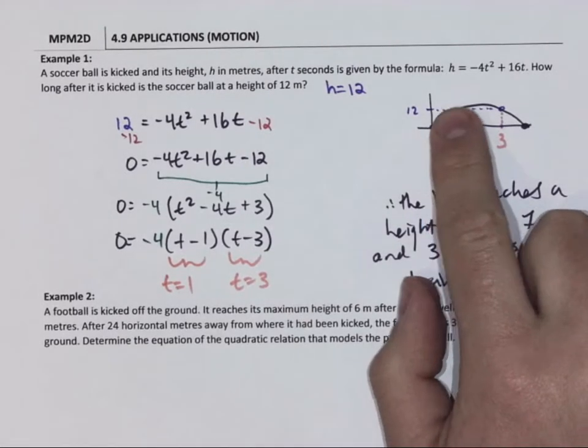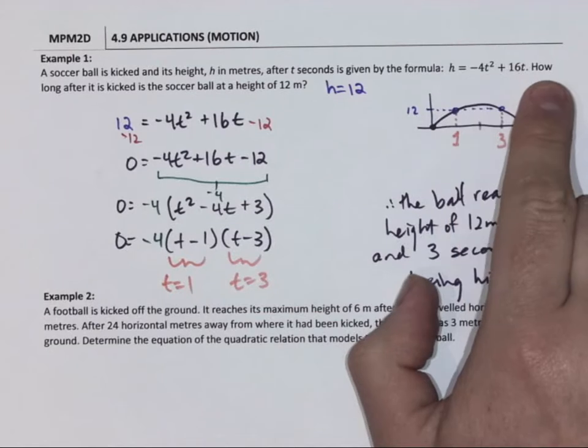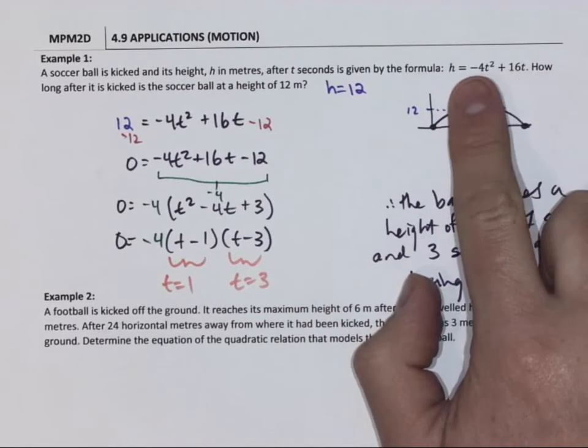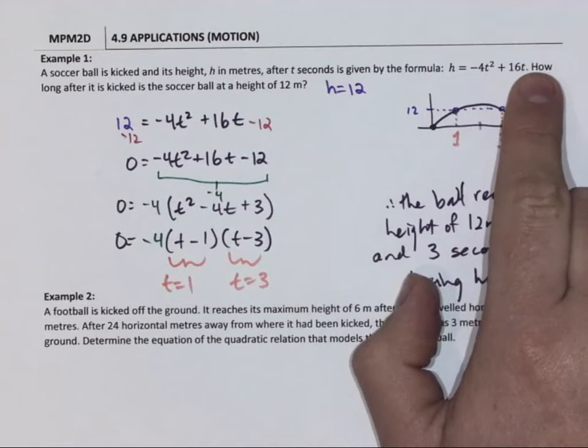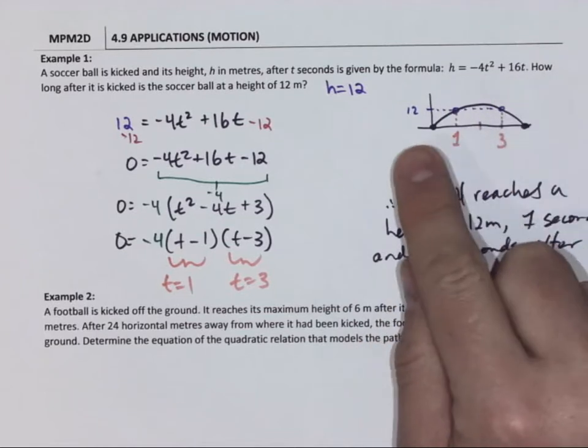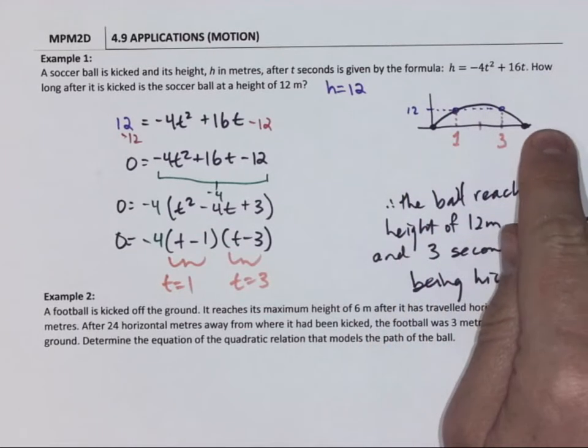If we wanted to know the actual curve of the parabola, we would have factored that equation. It's a common factor, -4t, which would leave t minus 4, which gives us x-intercepts of 0 and 4.